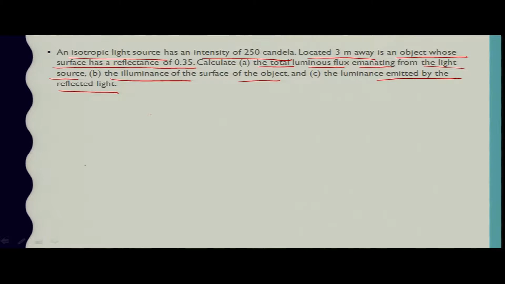Since we learned the formula in the theoretical class, let's find the solution. This total luminous flux calculation can be achieved by the formula F equals 4 pi times I. Here I is nothing but the luminous intensity that is expressed in candela. So here I equals 250, so if you multiply, the answer you will get is 3142, and that is lumen.